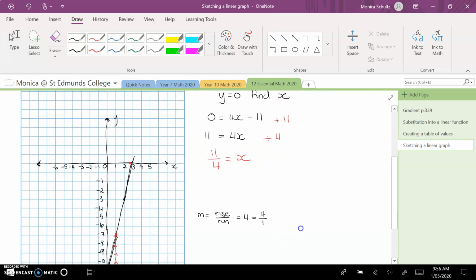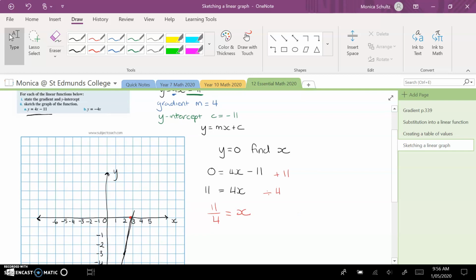So that's how I sketch my linear graphs, my linear functions. You can use your gradient and your y-intercept and your x-intercept to graph these.